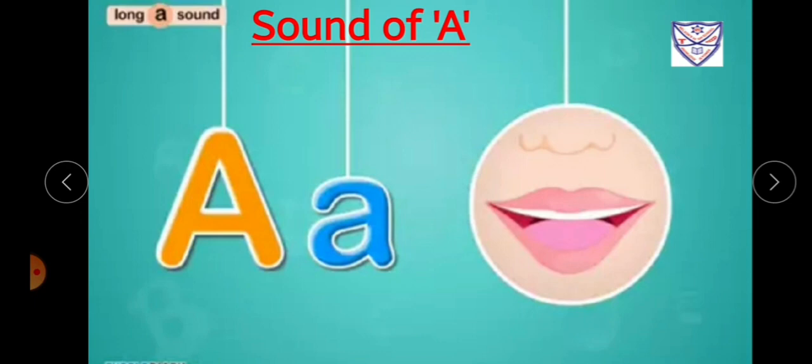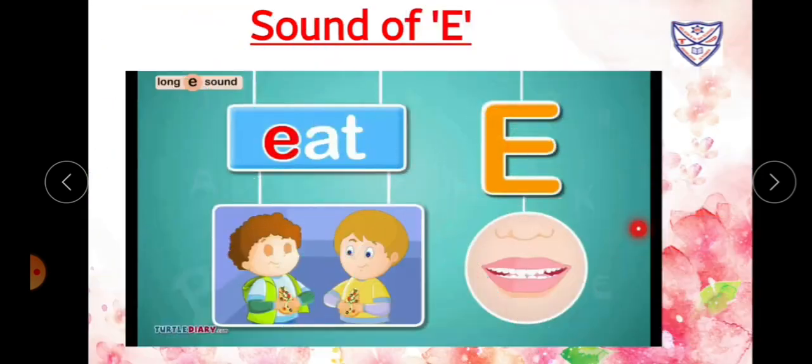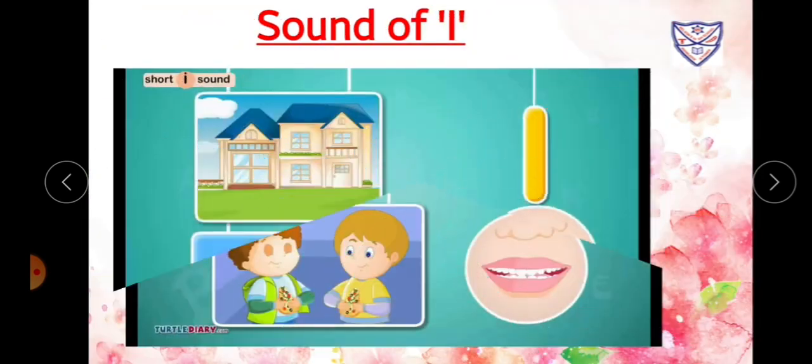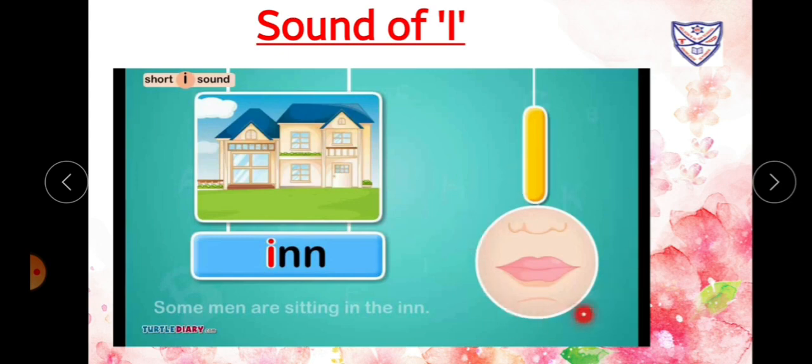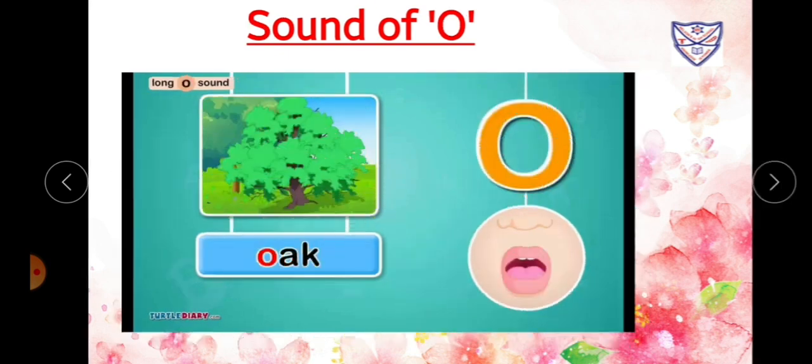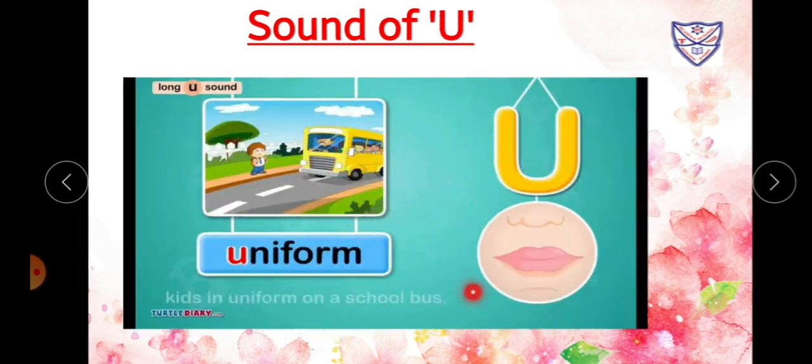Now what are vowels? Vowels are a particular kind of speech sound made by changing the shape of the upper vocal tract, or the area in the mouth above the tongue. So over here we can see in this picture the sound of A, then the sound of E, sound of I, sound of O and sound of U.